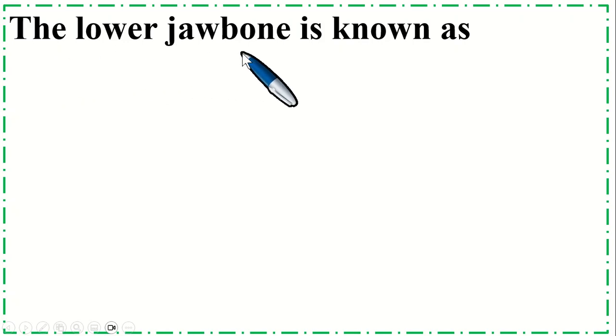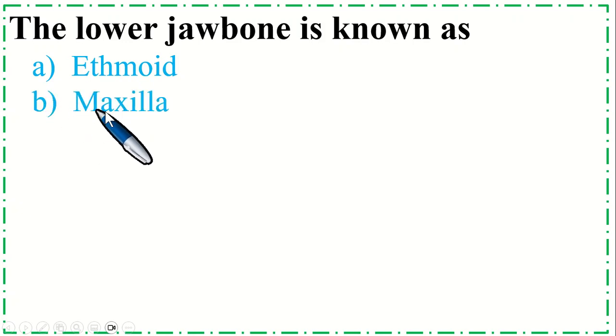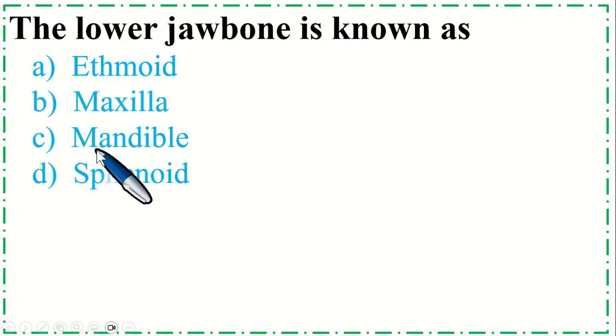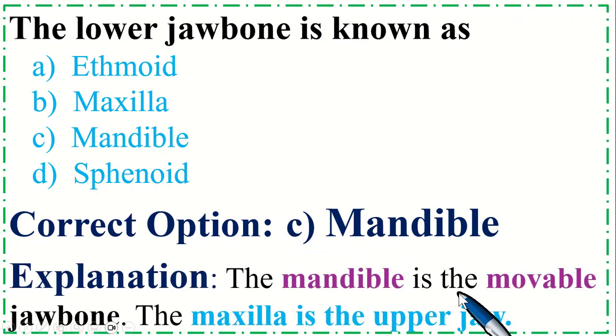The lower jawbone is known as option A ethmoid, B maxilla, C mandible, and option D sphenoid. So the correct option is C, mandible. The mandible is the movable jawbone. The maxilla is the upper jaw.